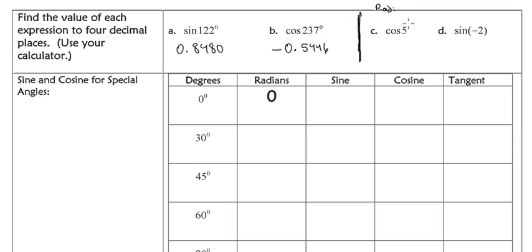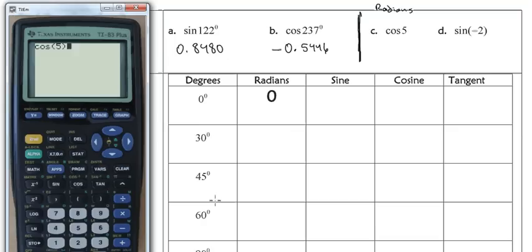Remember that there isn't a symbol for radians, so that's part of how you know it's radians. Degrees has the little degree symbol. Since there's no degree symbol, we know this is in radians. So if we just did cosine of 5, we'd get this number here, but that's not right. That's 5 degrees. We don't want degrees.